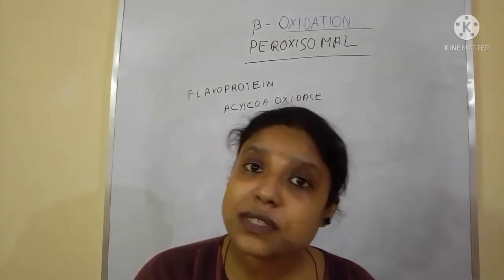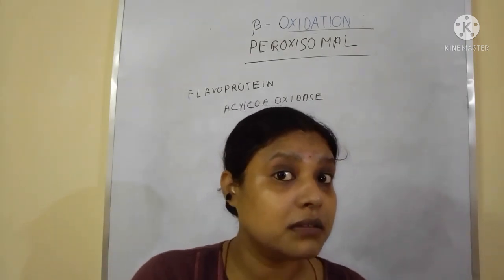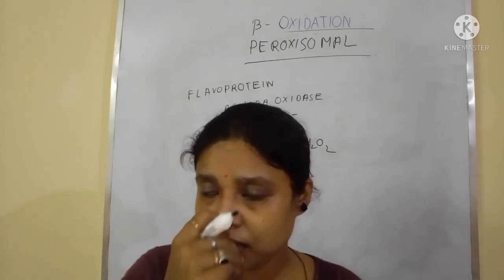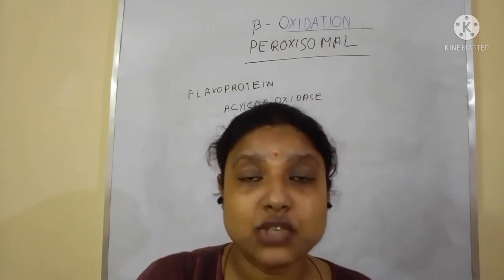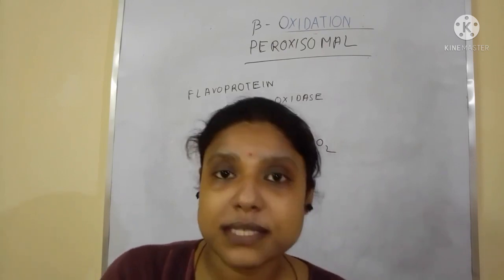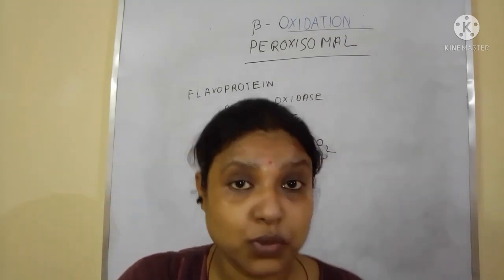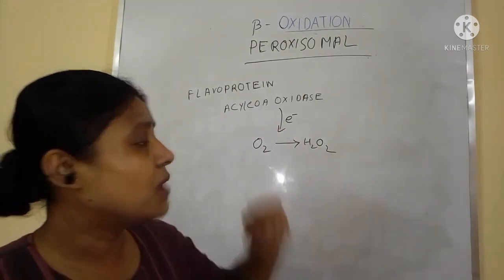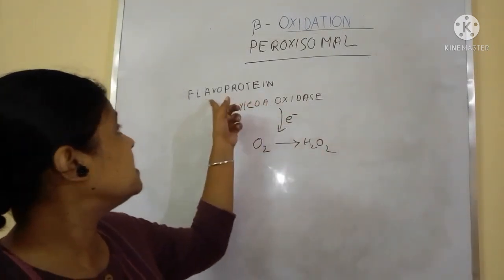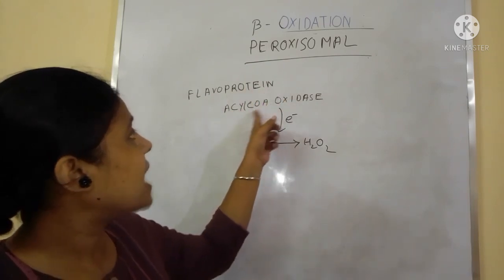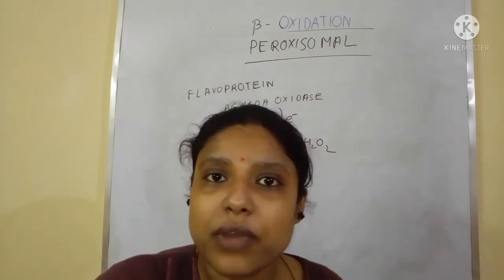And the electrons that are produced in FADH2 and NADH, the electrons go from FADH2 to oxygen and transfer the oxygen into H2O2, hydrogen peroxide, and this enzyme is involved here. This is the flavoprotein acyl CoA oxidase. Okay, flavoprotein acyl CoA oxidase.